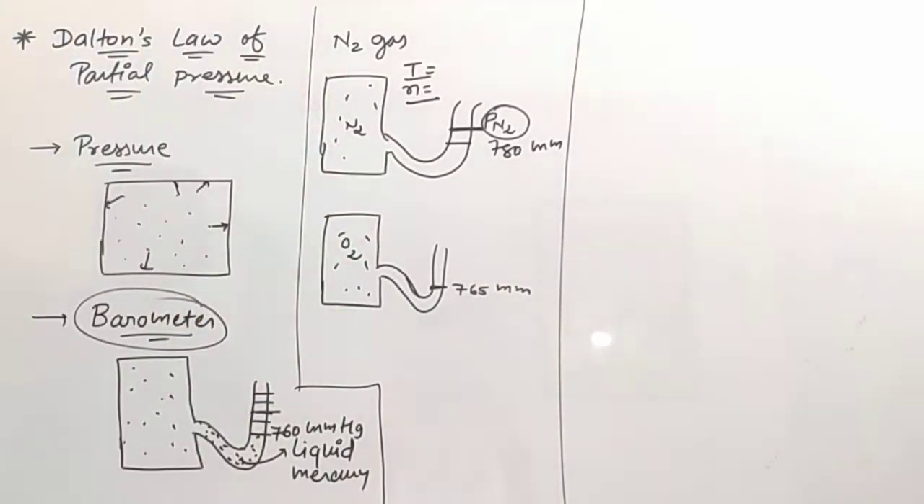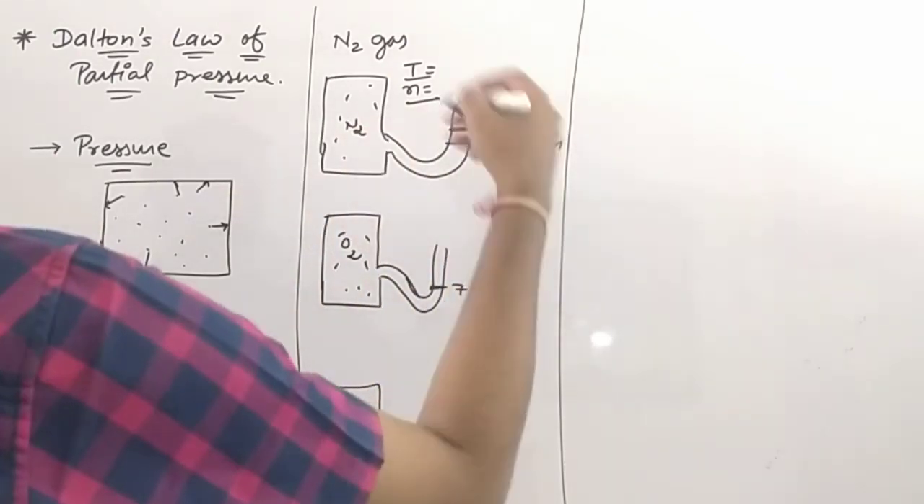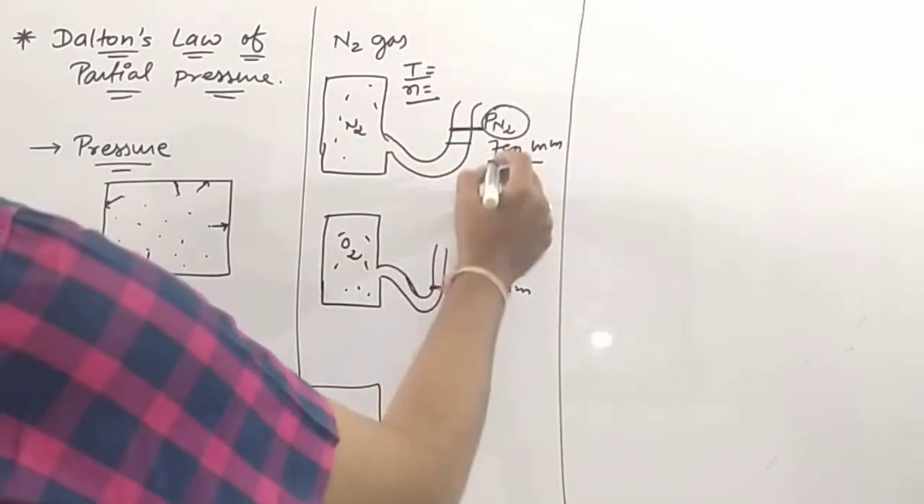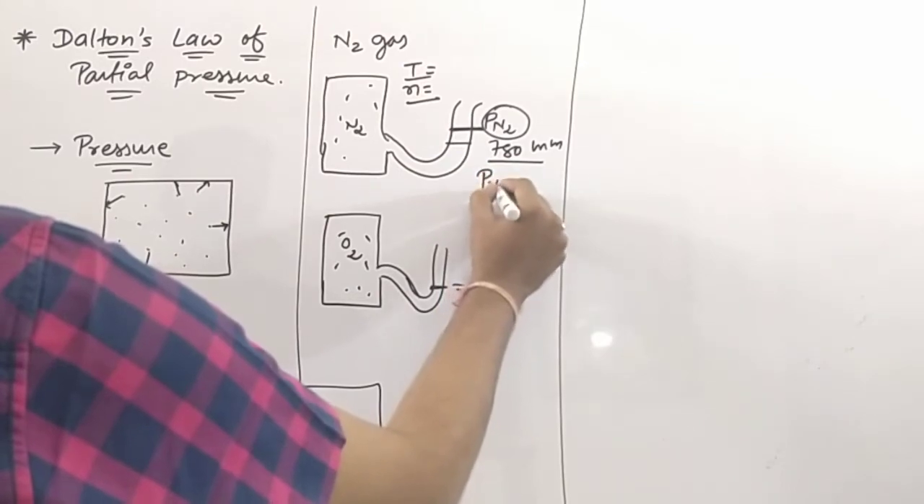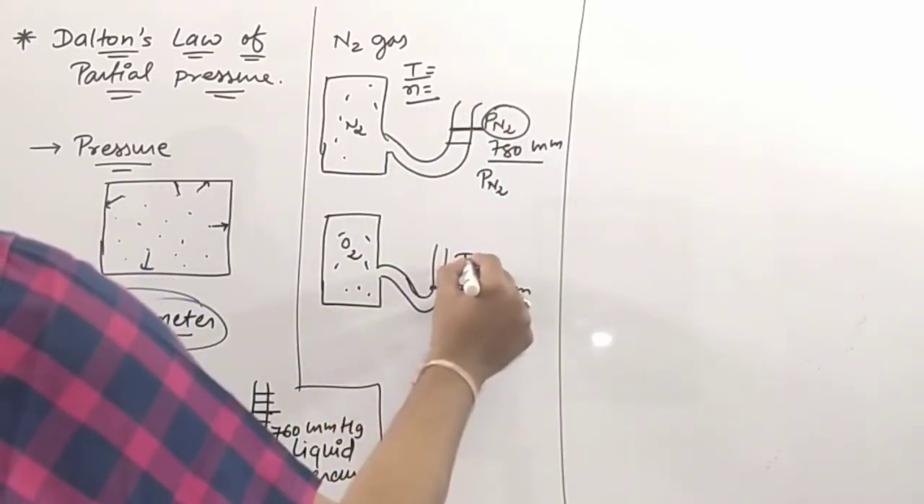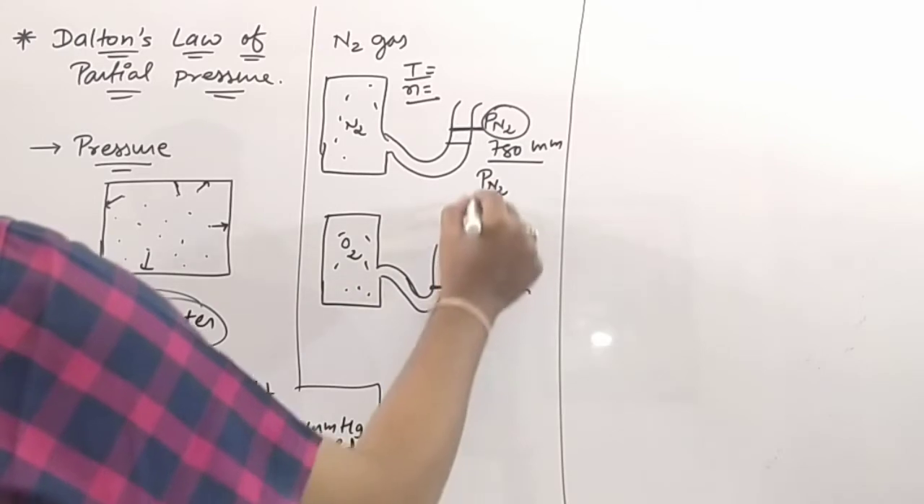Now he thought one thing: if I mix these two gases, then what will happen? He named the pressure of nitrogen gas as the pressure of nitrogen, and he named the other pressure as the pressure of oxygen gas.